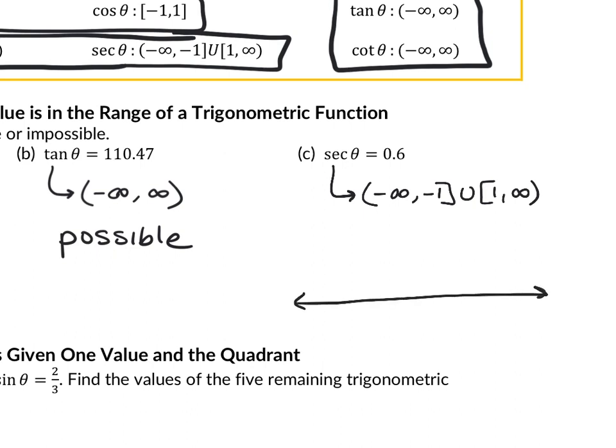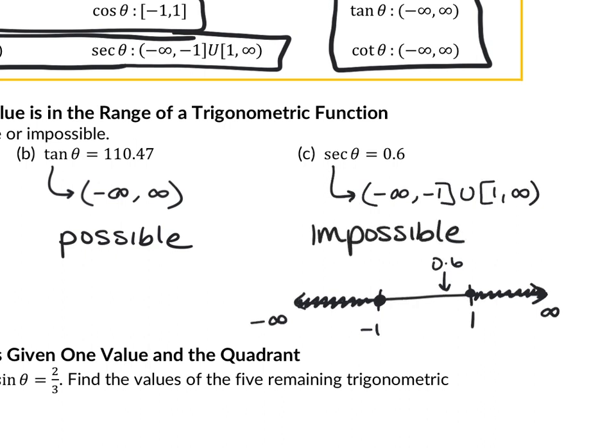Okay, we draw our number line just to be sure. So here's negative infinity, here's infinity. We'll say that this is negative 1 and that this is 1. So our range is all of these values here. Where does 0.6 belong on this number line? In the middle. Is that where my range is? No, so we'd say that this is impossible. So these problems are pretty easy, but if you get confused on where that number lies on a number line, it is very nice to have that visual to see where it lands and whether it's in the range or not.